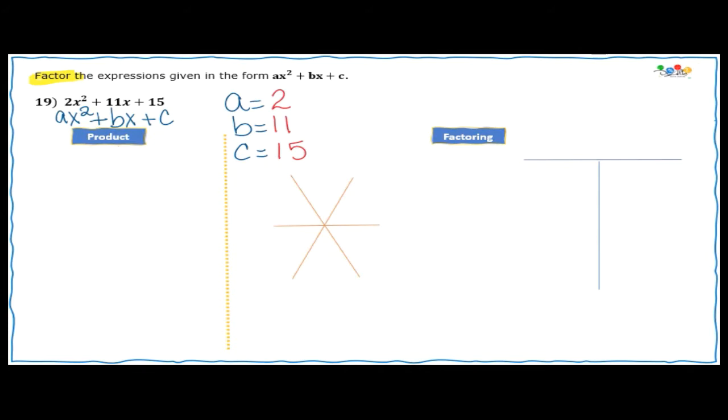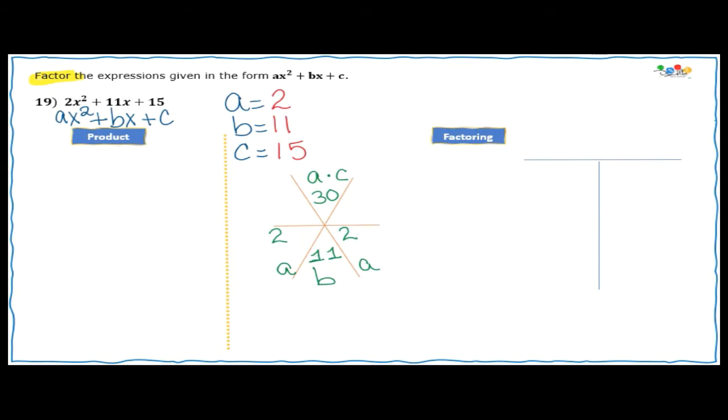So I hope you remember that on the top of the X goes A times C, still the same thing, which in this case gives me a 30. On the opposite side is still going to be the B value, which is 11. On the lower side, remember, we always write the value for A, which in this case is a 2. Okay, and the process, of course, is the same.